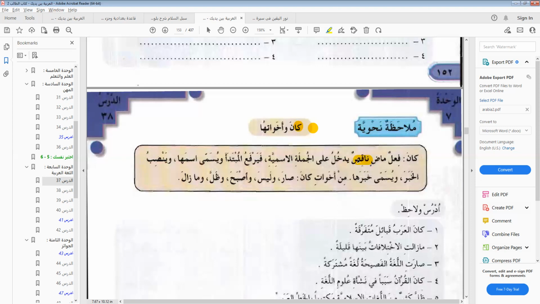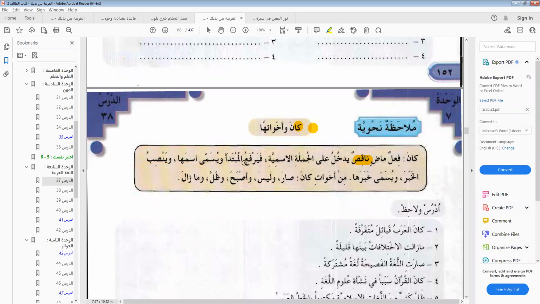Then you have يدخل على الجملة الاسمية. So it's used on the جملة الاسمية. I think we discussed جملة الاسمية before, that we have two forms of sentences: جملة الاسمية وجملة الفعلية. So we have two of them. But in this case, we're talking about جملة الاسمية now. And it says فيرفع المبتدأ.